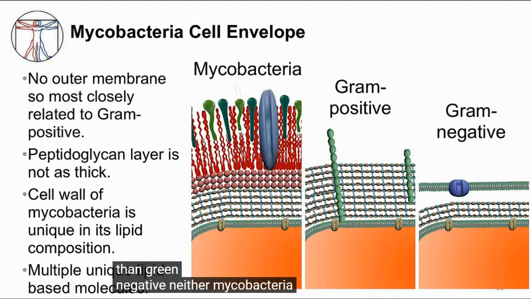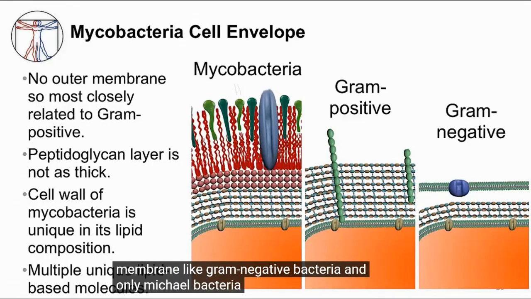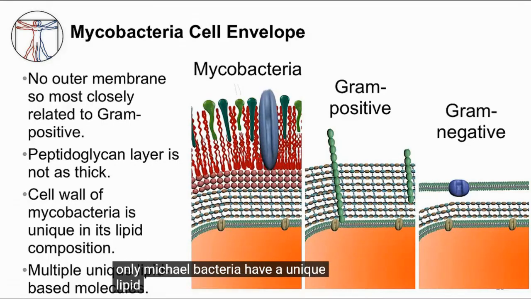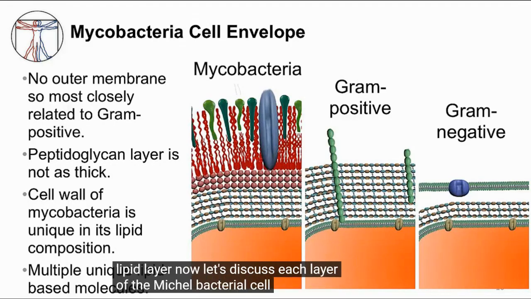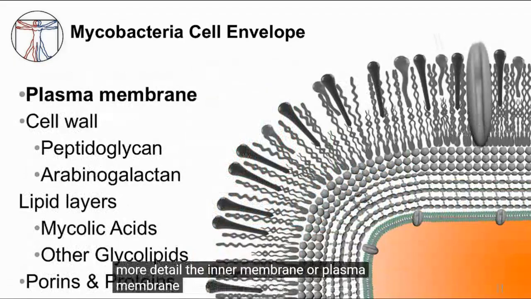Neither mycobacteria nor gram-positive bacteria have an outer membrane like gram-negative bacteria. And only mycobacteria have a unique lipid layer. Now let's discuss each layer of the mycobacterial cell envelope in more detail. The inner membrane or plasma membrane is consistent with all the other bacteria.